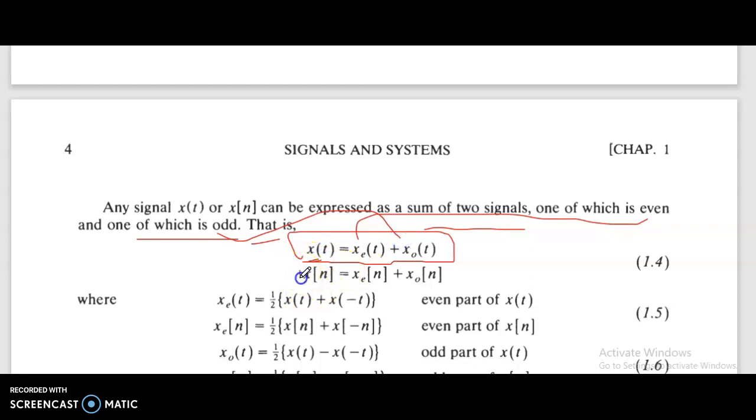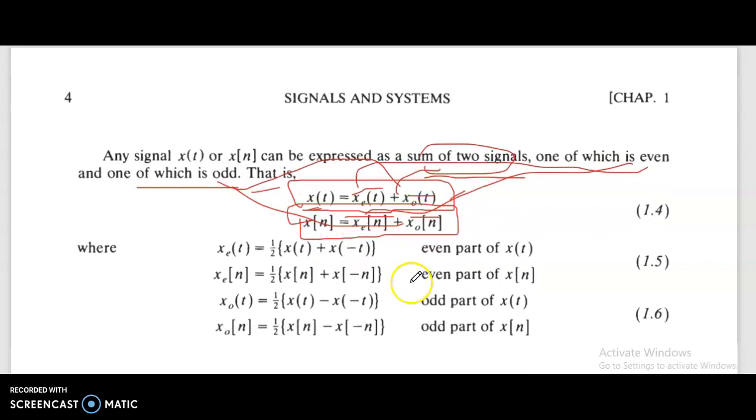Like this in discrete also, x of n equal to xe of n plus xo of n. That's the same: even signal, odd signal. Sum of two signals, one is even, the other one is odd. Here in continuous, and in discrete also, one is an even signal, another one is an odd signal.